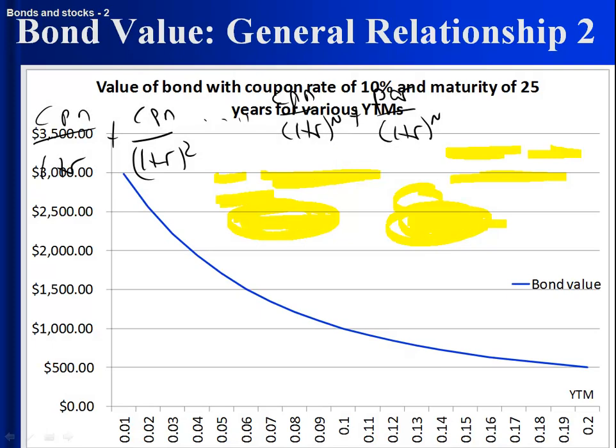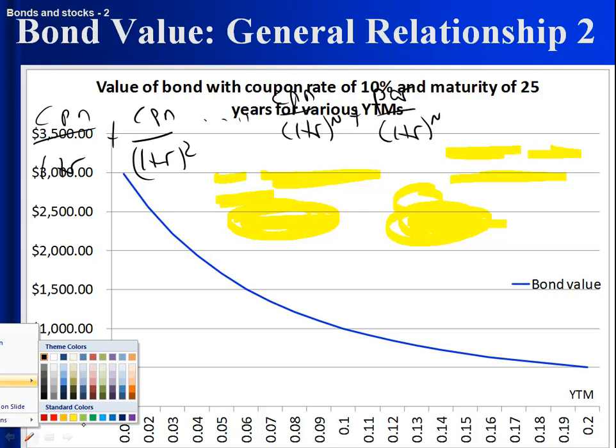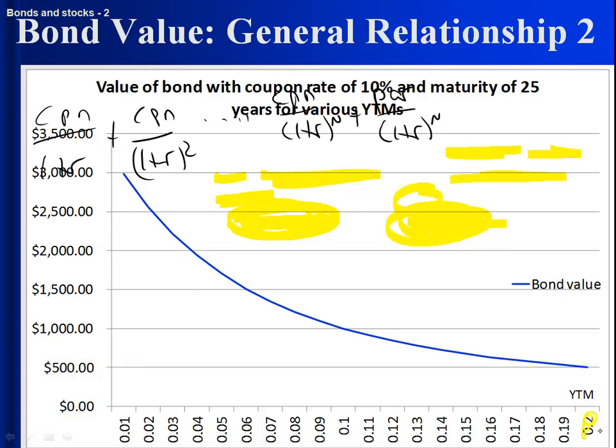And so here you can see that when you have a very risky bond and the yield to maturity is 20%, then you're discounting all of those coupons, those $100 coupons from the 10% coupon rate, by such a high rate that they don't have a lot of value, and the bond itself is only worth $500. If you have a really safe bond and the yield to maturity is only 1%, then you're not discounting all those coupons by very much. They're retaining a lot of their value, and the bond would be worth $3,000.